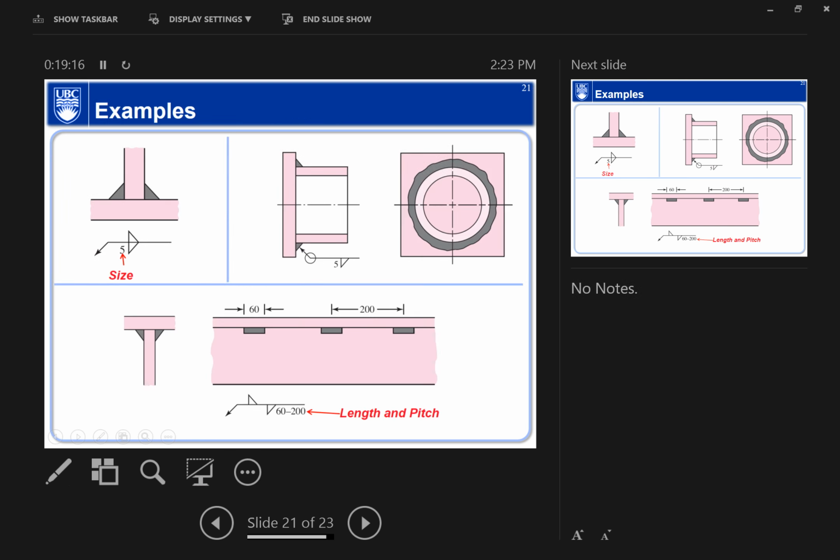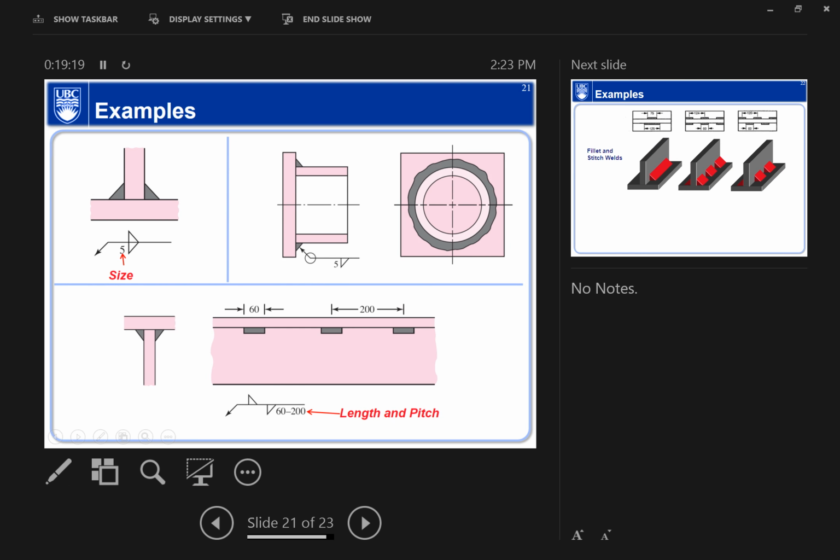So let's take an example here. You have a T-joint and you want to have a fillet weld on both sides of the T-joint. Technically, you should draw it like this: put the arrow over here and the horizontal line here, and then you have triangles on both sides of the reference line. That basically means you have a fillet weld on both sides.